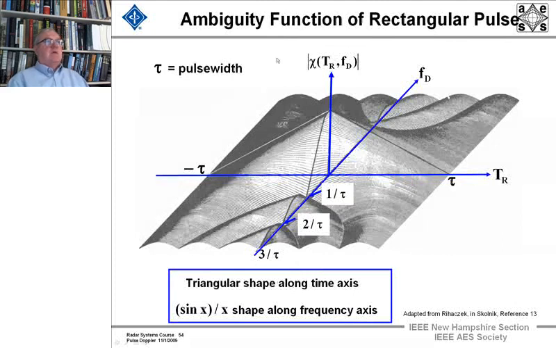Now here we have the ambiguity function for a single rectangular pulse. And it has a clear ridge along the time axis, the range axis, a triangular shape. And along the frequency axis, it's got a sine x over x shape. Okay?